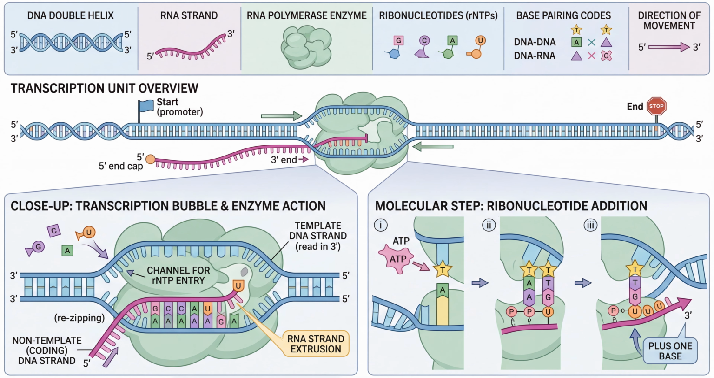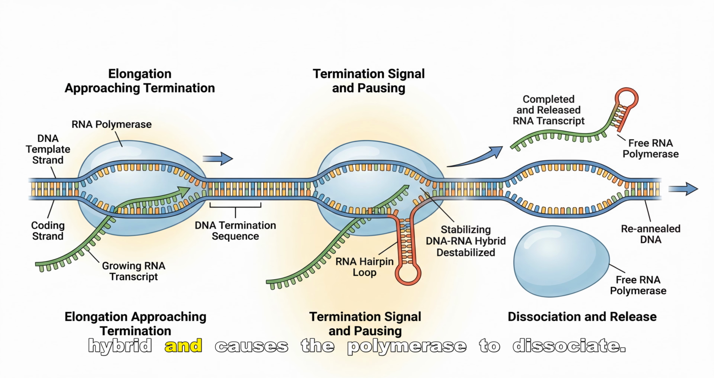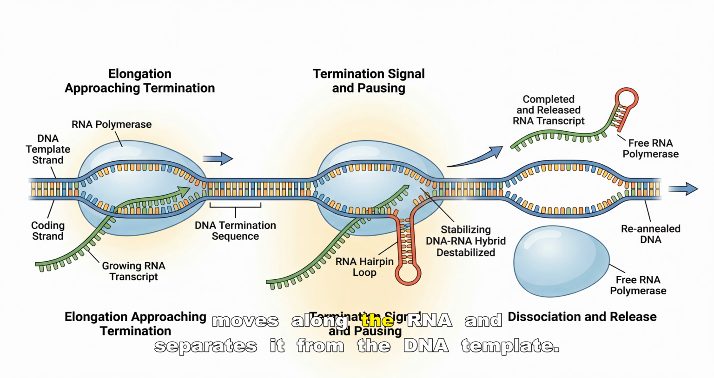Transcription termination occurs when RNA polymerase encounters specific sequences that signal the end of transcription. In prokaryotes, termination can be Rho-dependent or Rho-independent. Rho-independent termination involves the formation of a GC-rich hairpin loop in the RNA, followed by a series of uracils, which destabilizes the RNA-DNA hybrid and causes the polymerase to dissociate. Rho-dependent termination requires a protein called Rho that moves along the RNA and separates it from the DNA template.